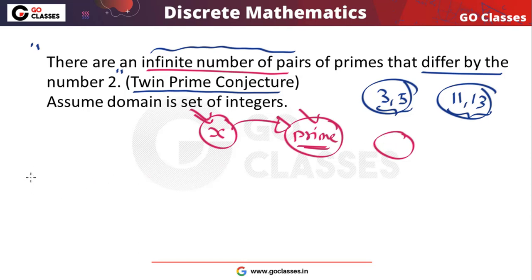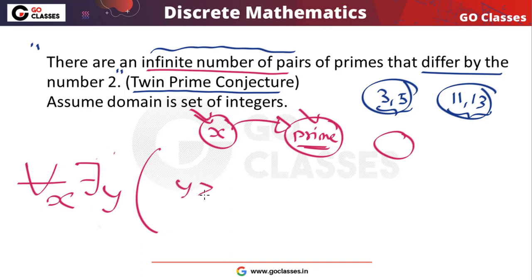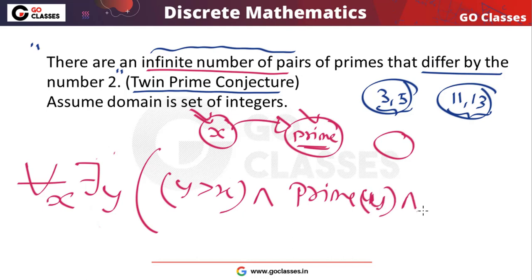So what I can say is, for all x there exists a y. Let me write it this way. We are saying for all x there exists a y such that this y must be greater than x, and this y must be prime, and this y plus 2 must be prime, correct? So this is the point.